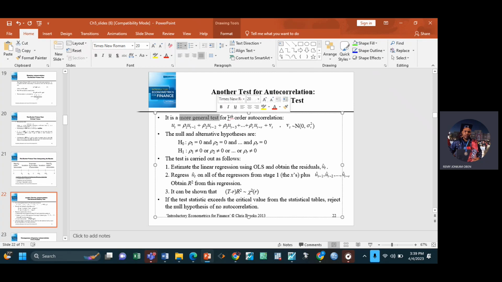Why? Because it tests autocorrelation at any order. Remember, Durbin-Watson will test autocorrelation only at first order, order 1. But if we have second order, third order, fourth order, nth order, we cannot use Durbin-Watson. So this test is better because it can test autocorrelation if the order is more than 1, right? And for this test, of course, you know how to perform this test on EViews, right? You just punch the button and you get the results, and you know what the null hypothesis is.